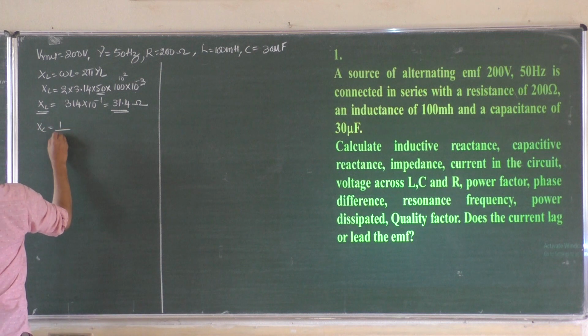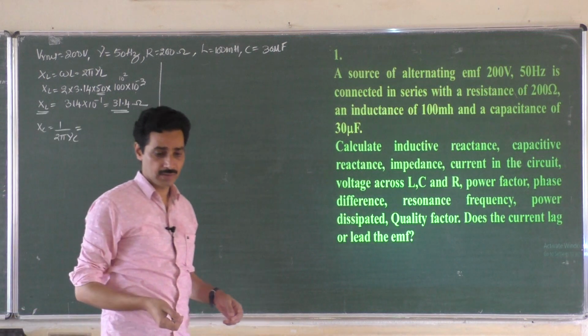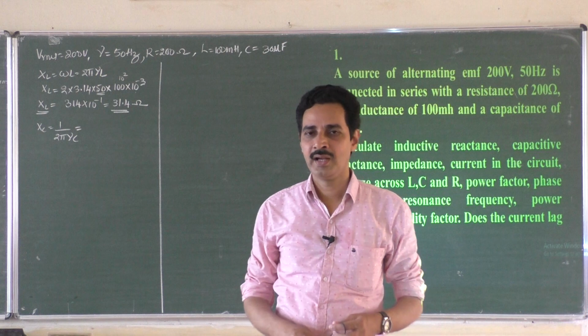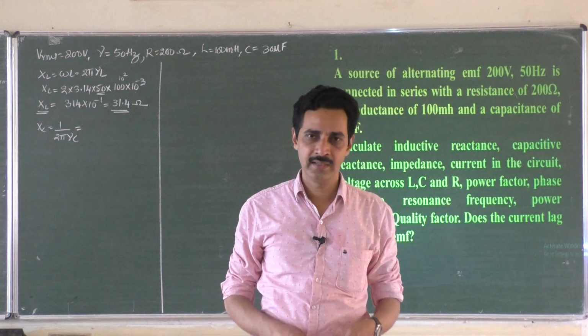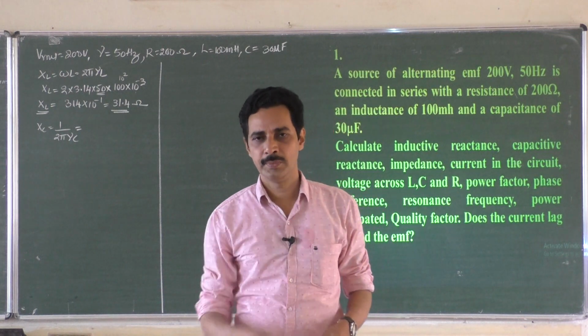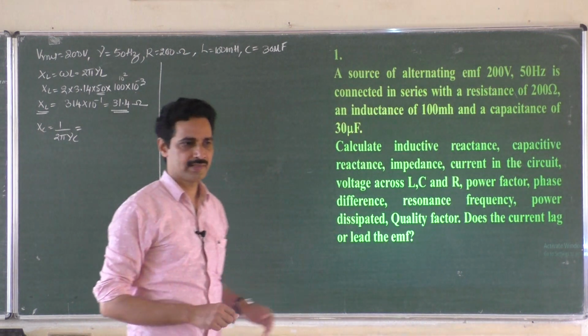What is XC? XC is equal to 1 by 2 pi nu C. You take a pen and paper and start it, okay? Don't just look at the way in which I have solved it. This is not a dance program where one person is dancing and talking to you and you are just listening. Not like that. You have to learn yourself. Take a pen and paper, keep on working it out along with me. Then only you will understand, otherwise you will never understand it.